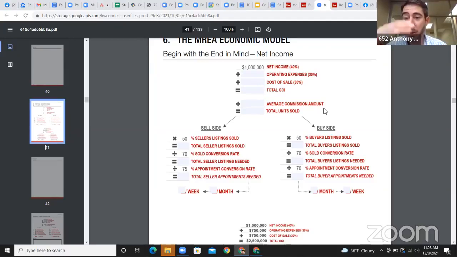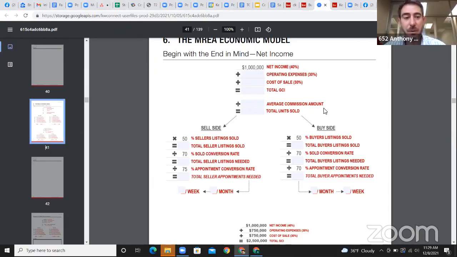This just simply shows how you get from net income to the total number of appointments that you need per week. We take this even further and we can create a scorecard for different lead sources, or we can create a scorecard for each agent that says, this is how many leads they got, how many contacts that they made, how many appointments they set. So again, I want you to kind of see that there's a model within this model.